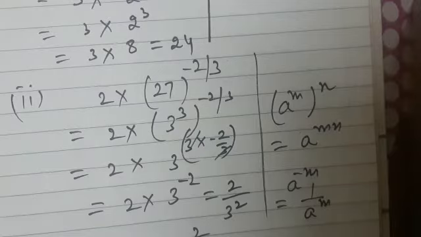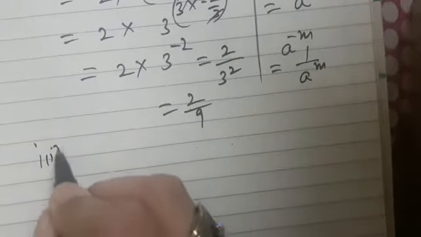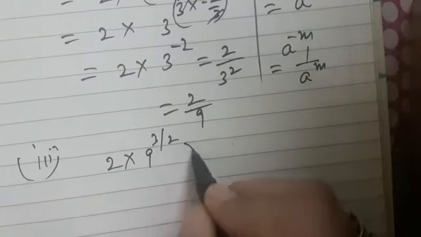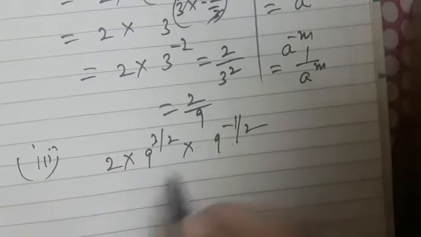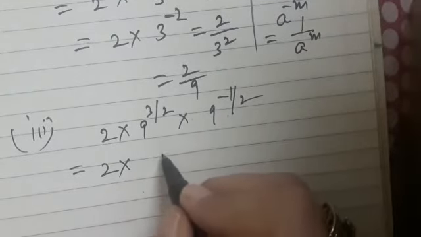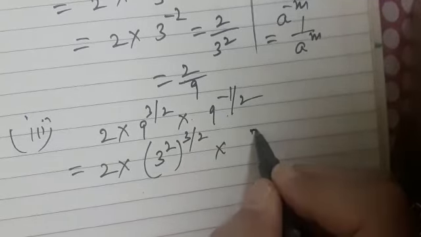Okay, so let us move on to the third part. Third part says we need to evaluate 2 into 9 raised to the power 3 by 2 into 9 raised to the power minus 1 by 2. Observe carefully. So 2 into, you can write 9 as 3 square. So this raised to the power 3 by 2.